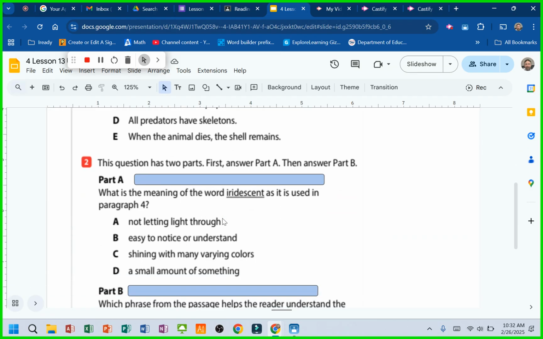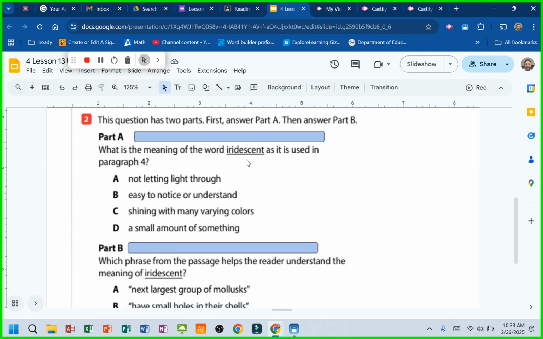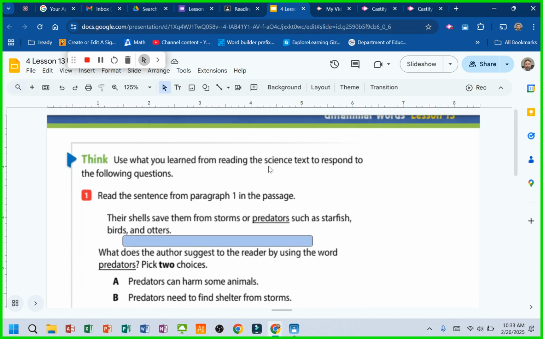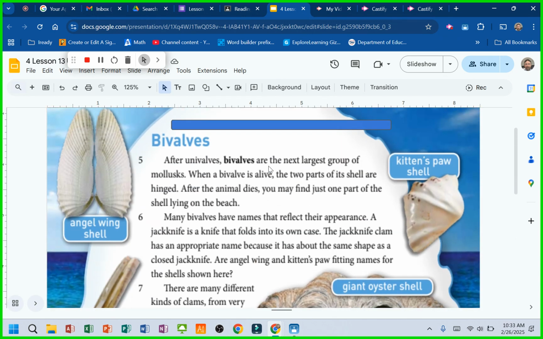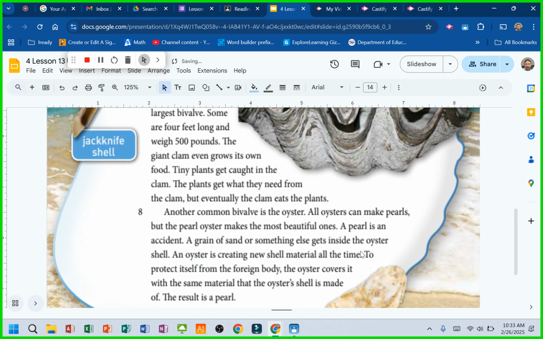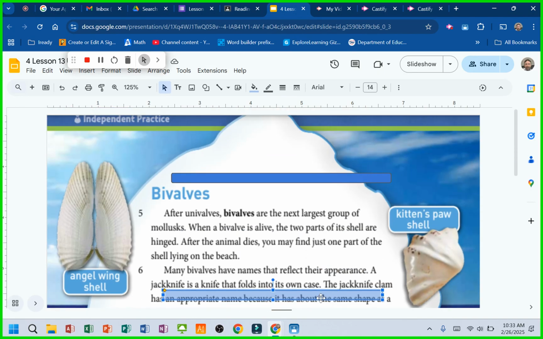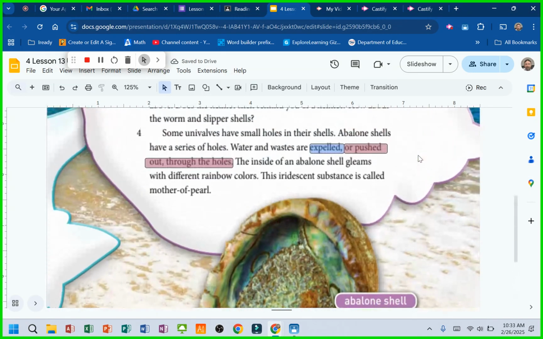Hold on. This question has 2 parts, A and B. What is the meaning of the word iridescent? Didn't I say that was going to be an interesting one? So before you even answer that, shouldn't you be highlighting it, right? That's on this page, I think. No, it was in the one up above. So let's go up above. Yeah, here it is. So I'm going to highlight that one.